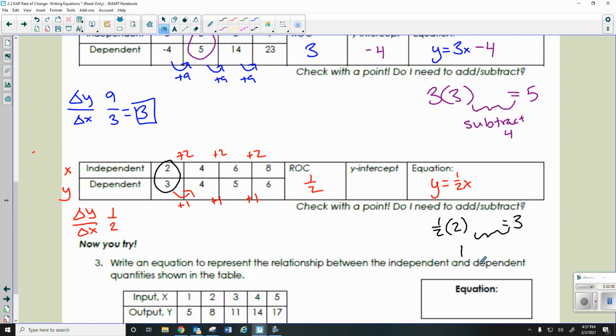Half of 2 is 1, so to get from 1 to 3, I still need to do plus 2. Oh, I'm going to put that there, but I'm going to check. Let's put in 8. Half of 8, that's 4 plus 2. Yep, that gives me 6. You can check with all of them. Half of 6, that would be 3 plus 2 would give me 5. Okay, it just keeps on going.